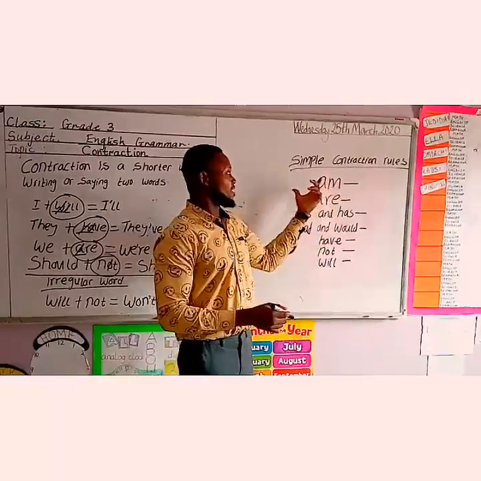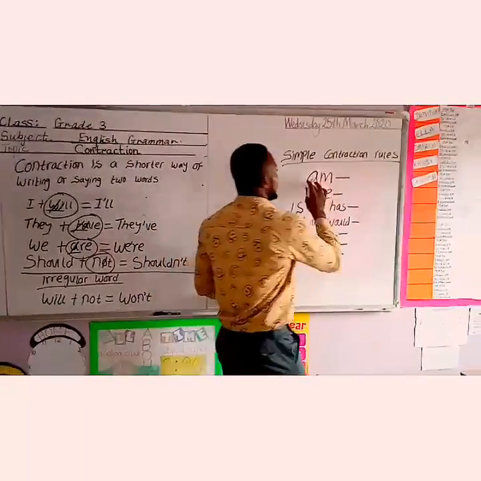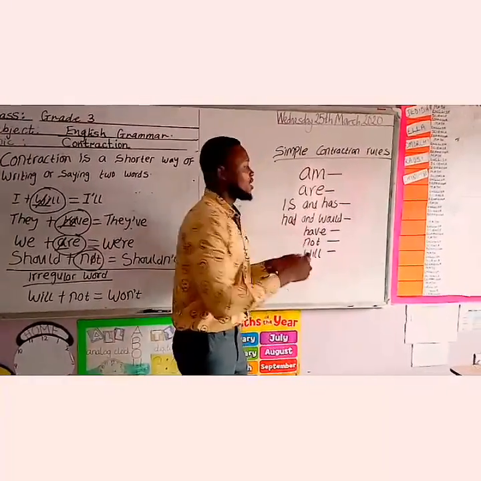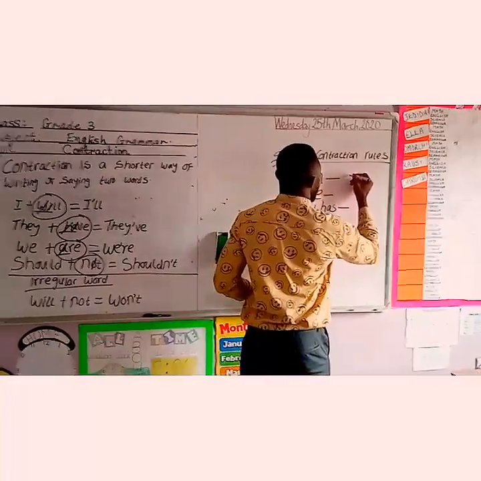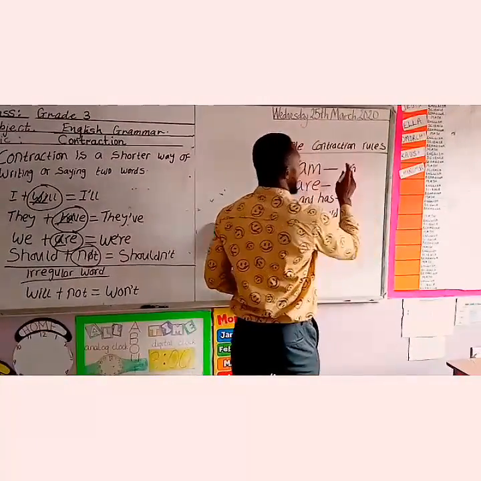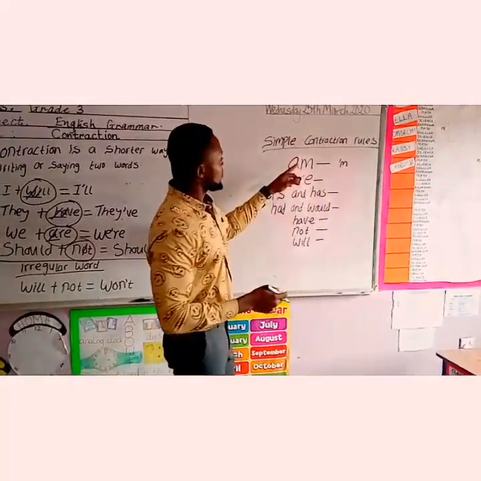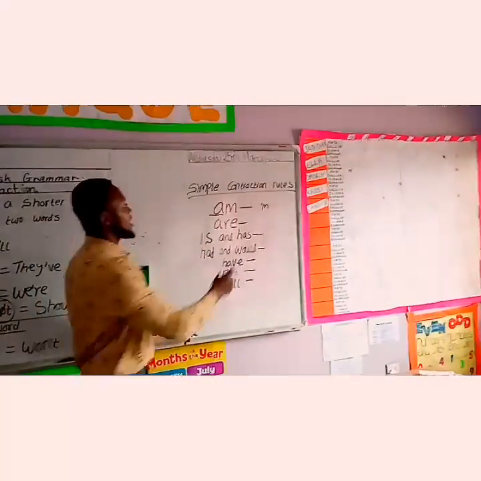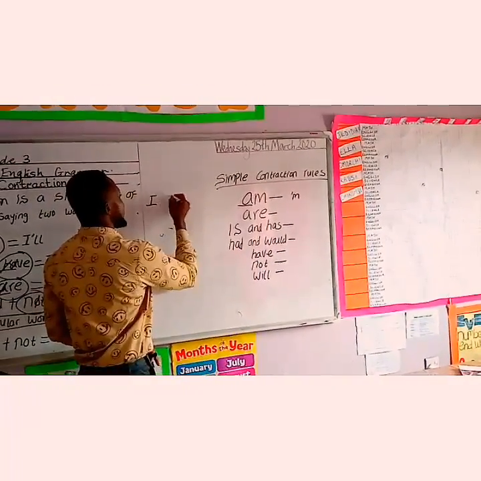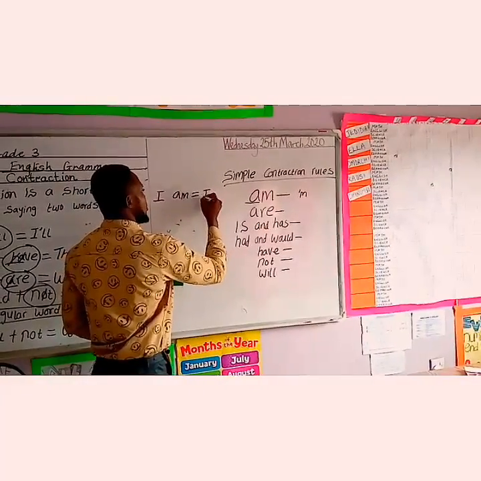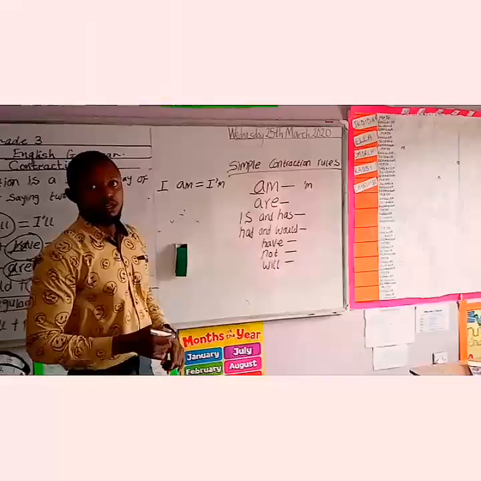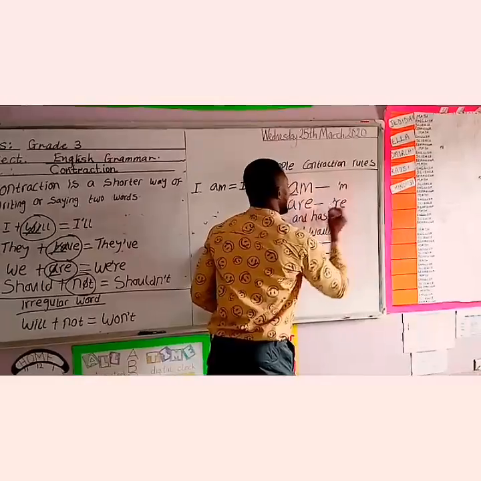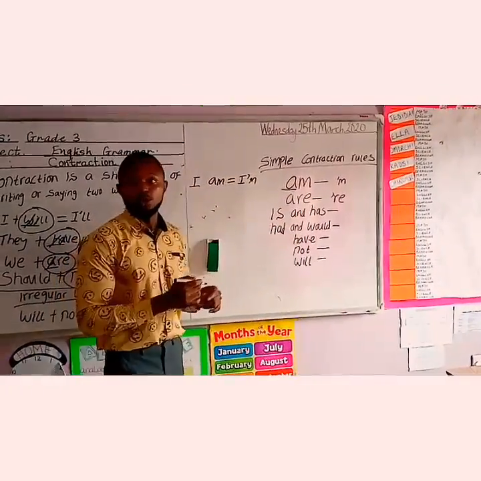If this word is to follow, for instance, I am, our contraction will be on the second word, which is what? Am. In this case, this is how it will look. The apostrophe will take the place of this letter which will be omitted. So for instance, a word like I am will give us what? I'm. This is what we'll have when this is contracted and it's in a word.